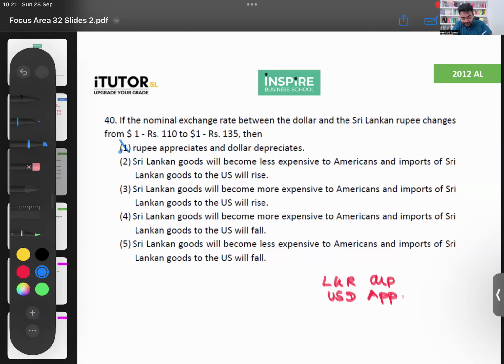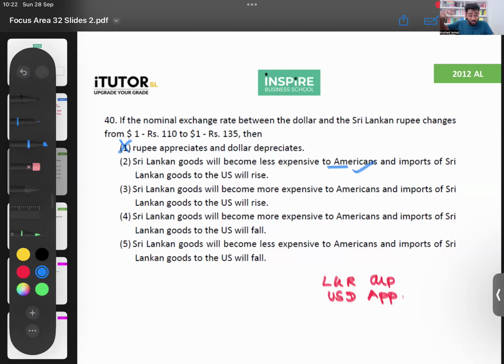Rupee depreciates. Sri Lankan goods will become less expensive to Americans. Is that part correct? If our Sri Lankan rupee depreciates, our goods will be less expensive, our goods will be cheaper. Correct. That part is correct. And imports of Sri Lankan goods to the US will rise.